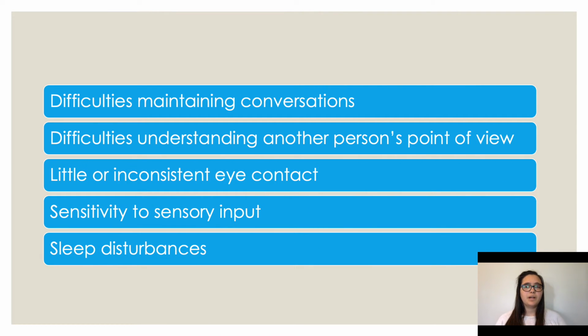Some of the more common symptoms in adults can include difficulties maintaining conversations, difficulties understanding another person's point of view, little or inconsistent eye contact, sensitivity to sensory inputs, and sleep disturbances.